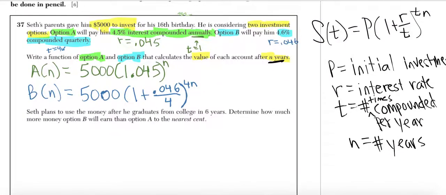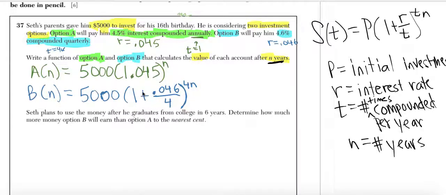All right? And we could simplify this formula further as well, but I don't want to have to do that because all it said was to write the formula. We didn't have to simplify either one. So write a function for option A, which we did, and option B that calculates the value of each account after n years, which we got right here. Okay, so that I believe would have been 2 points already.